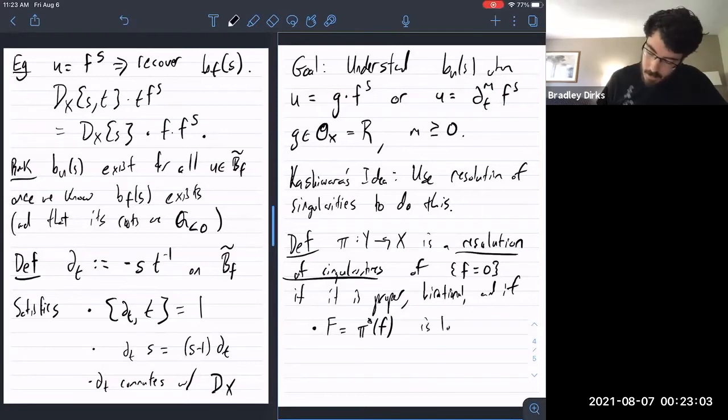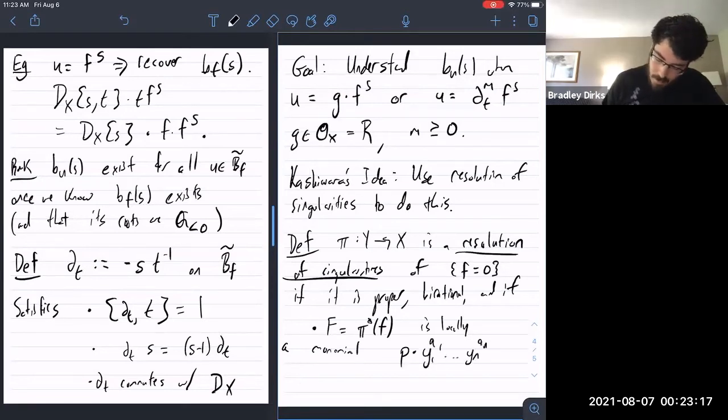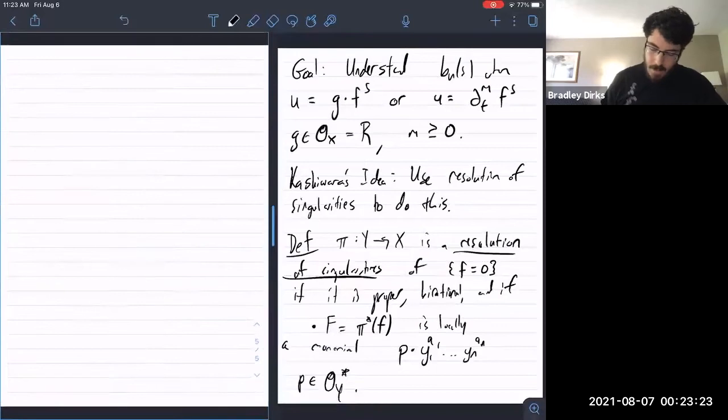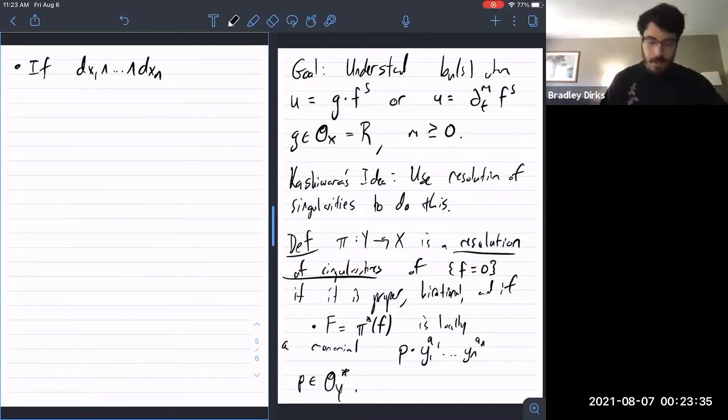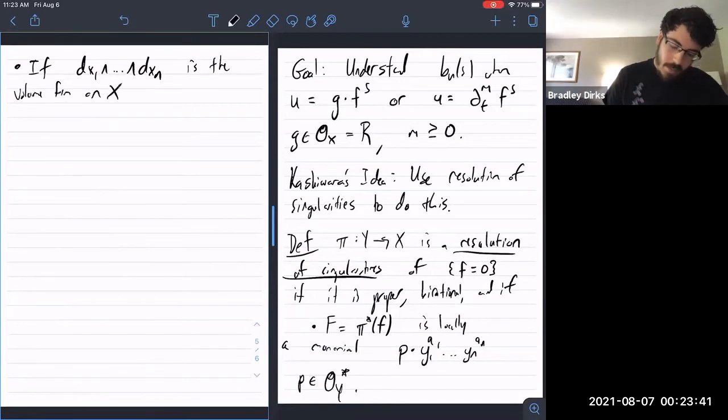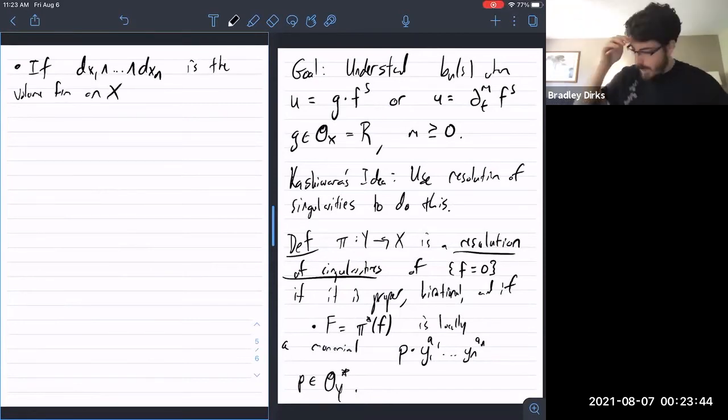I'm going to be a little hand wavy on most of these things, but really the idea here is it's locally a monomial times a unit. So p times y1 to the a1 through yn to the an, where p is a unit on y. And we have these chosen coordinates. So if we look at this volume form, remember this comes up in the side changing operation. So this is the volume form on x, with these chosen coordinates.